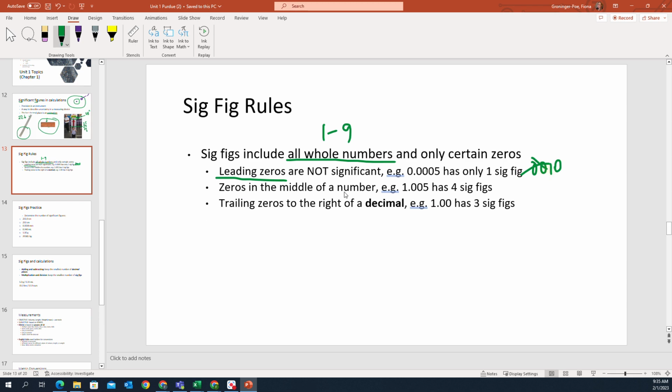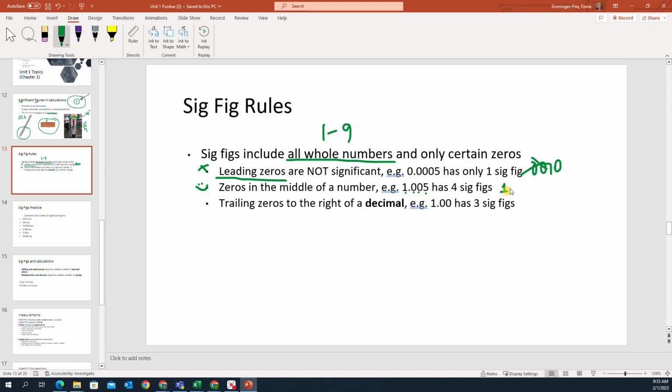Zeros in the middle of the number, like 1.005, all those zeros in the middle of the number are going to be significant. Leading zero is not significant. So with 1.005, every single number here is going to be significant. So this one's going to have 1, 2, 3, 4 significant figures.